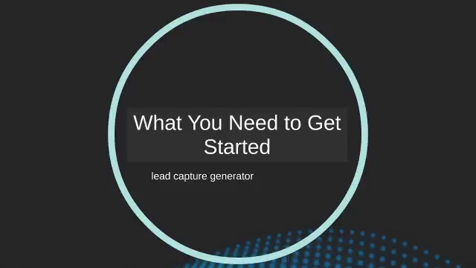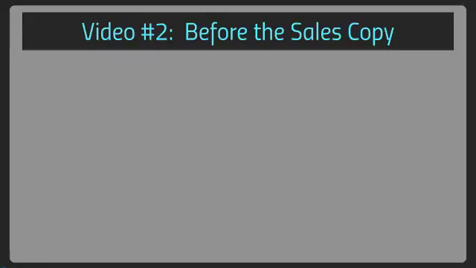Now, before we end this video, I want to talk about what you need to get started. For now, what you really need is a lead capture generator. So in other words, you need to have the ability to create lead capture pages, and you need the ability to, of course, connect that lead capture page to some sort of autoresponder like GetResponse.com or even Aweber.com. Now let's move on to video number 2 and talk about what you need to have before we talk about sales copy.